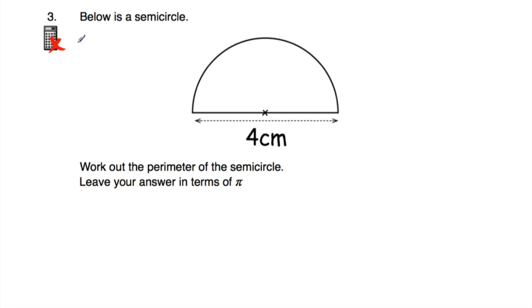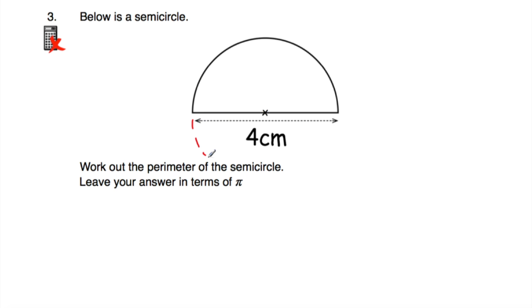Okay, let's have a look at our next question, question number 3, and it's a non-calculator question, so I've just put my calculator down. We've been given a semicircle, and we know the diameter of the semicircle is 4 centimeters, and we've been asked to work out the perimeter of the semicircle and to leave our answer in terms of pi. So we want to find the length of the arc because we know the length of the base of the semicircle, or the diameter, is 4 centimeters. So we need to find the length of the arc.